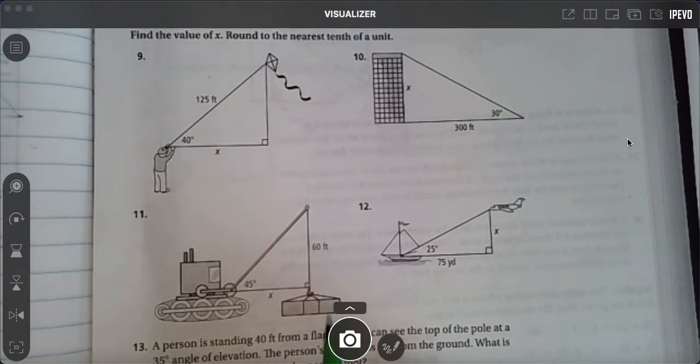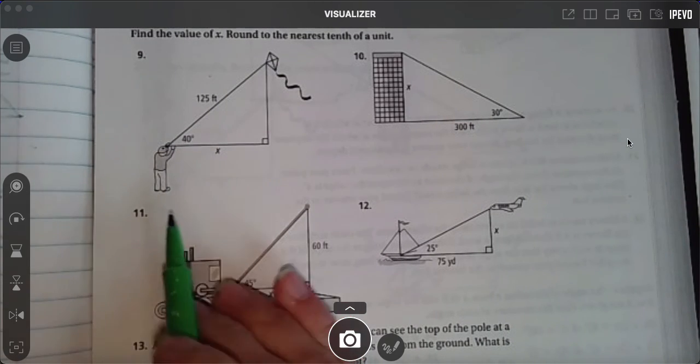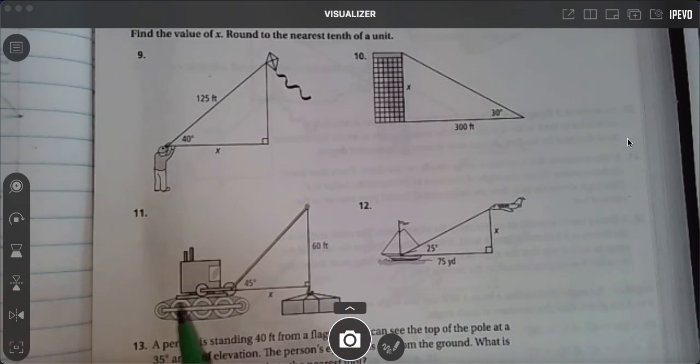It says find the value of x. Now, this one, they're not giving us a height. If I'm writing, you're writing. Okay, so far you've done 1 through 8. We still have 17 minutes, so we're going to get through a lot of these. I'll do number 9, and you're going to do 10, 11, and 12.